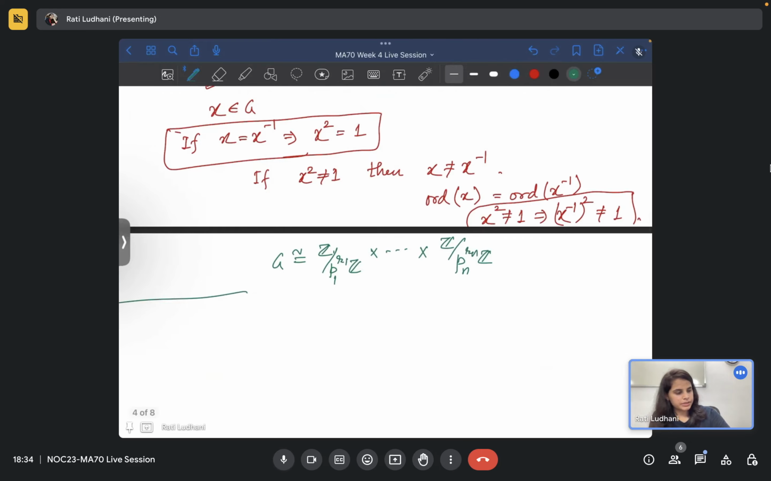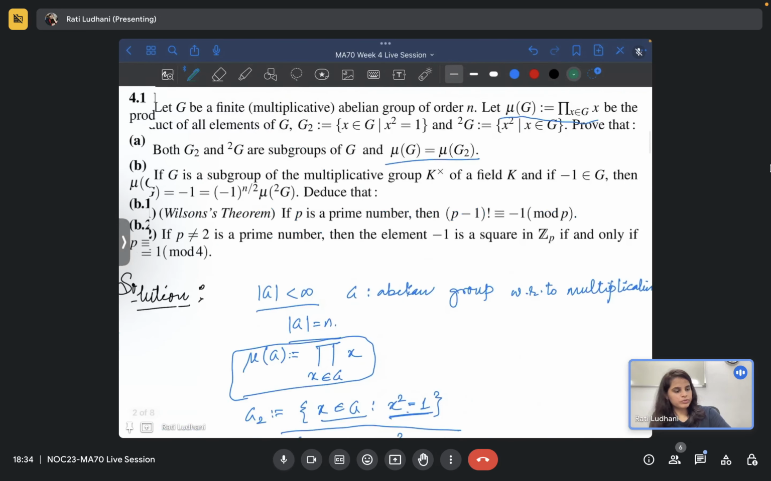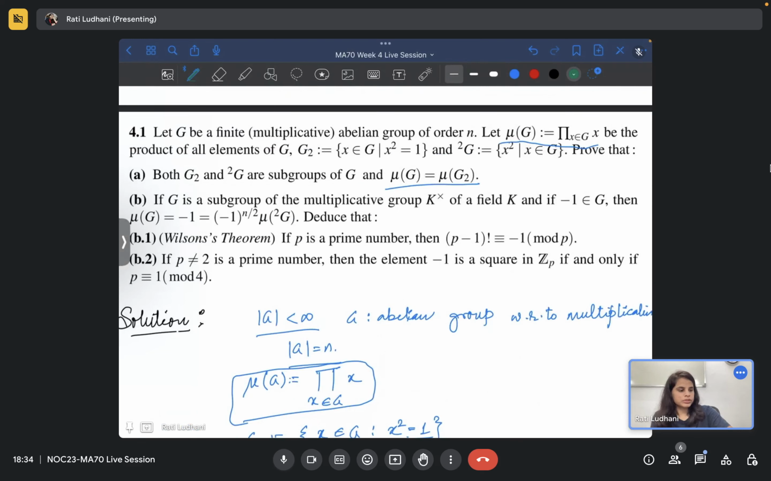Let's move to the second part then. So we proved that mu G is equal to mu G2, so the product of all the elements is the same as just the product of elements whose square is 1 in a group. Now the second part says, if G is a subgroup of the multiplicative group K cross of a field K, and if minus 1 belongs to G, then mu G is equal to minus 1 raised to power n by 2 times mu 2G. So let's write it down.